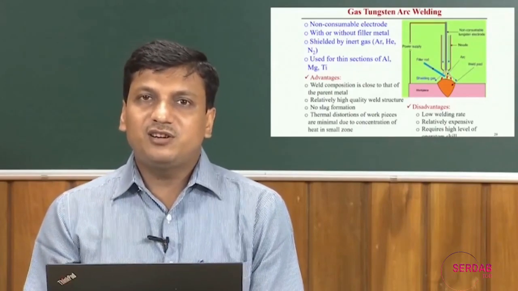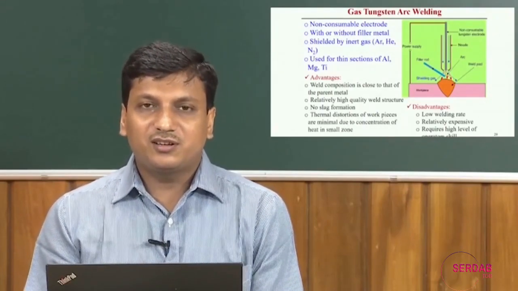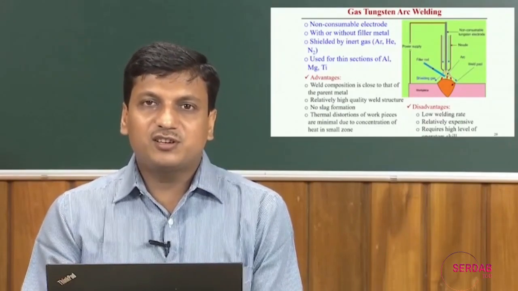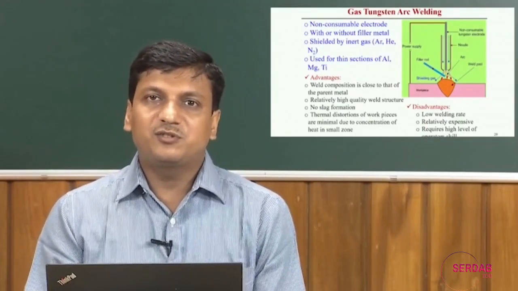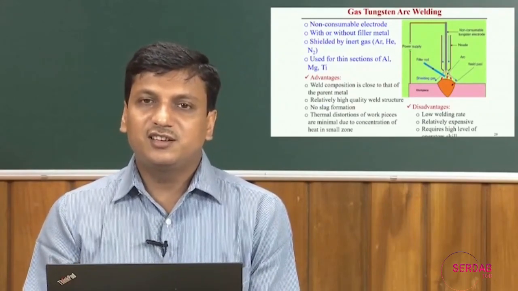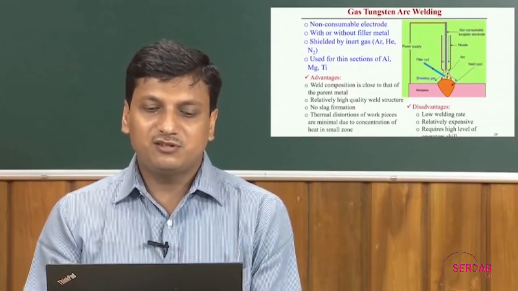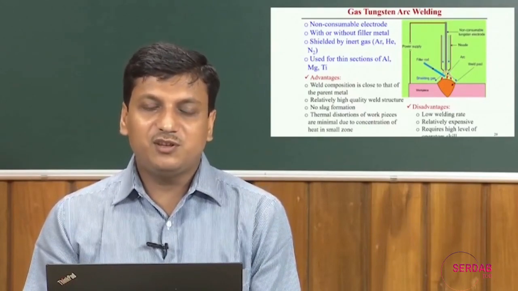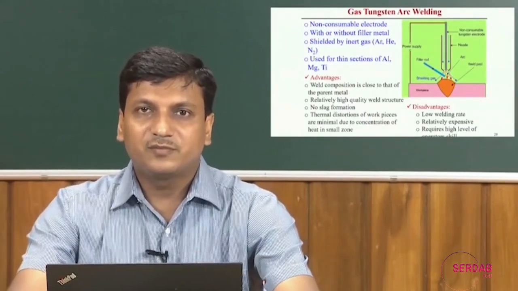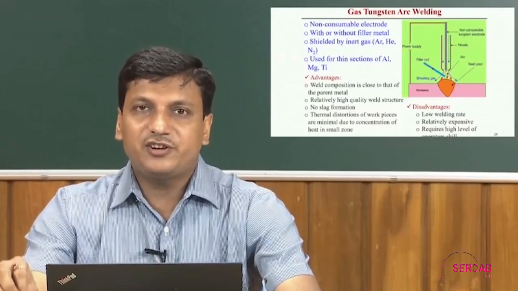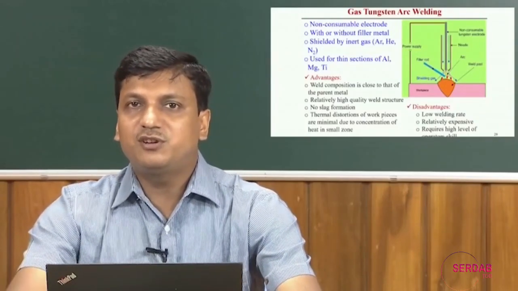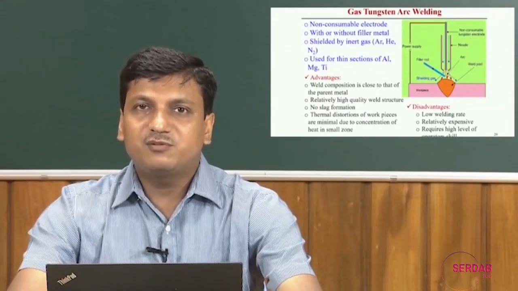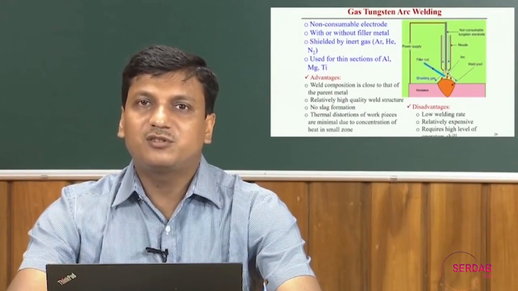Relatively high quality welded structure is possible. There is no slag formation as compared to the other welding processes, since we are using only the shielding gas and it does not become part of the final weld joint. Thermal distortion of the workpiece can be minimized, because the heat can be concentrated in a very small zone as compared to consumable electrode processes like gas metal arc welding or shielded metal arc welding.